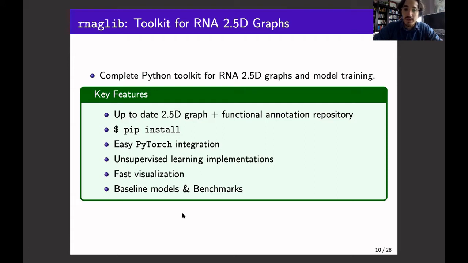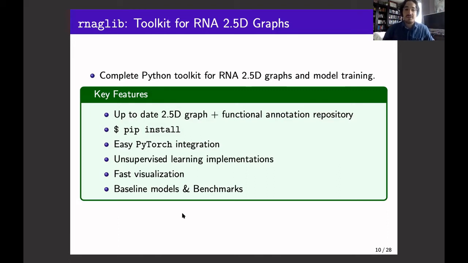So RNAglib is still a work in progress, but we have already developed quite a few features. It's going to be very easy to install. It's going to have a connection to an up-to-date repository of annotated RNA structures at the 2.5D level, as well as any kind of function that we can attach to these structures and substructures. And it's going to also interact very nicely with PyTorch, so that anybody working on predictive models and graph convolutional networks can connect this data to any kind of model they develop.